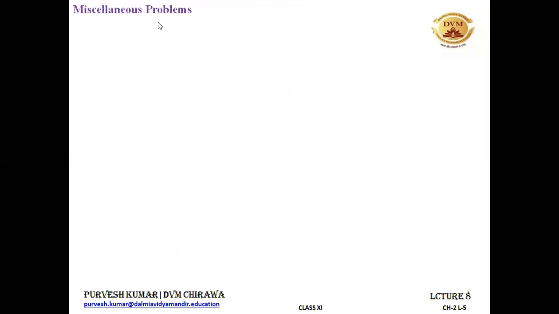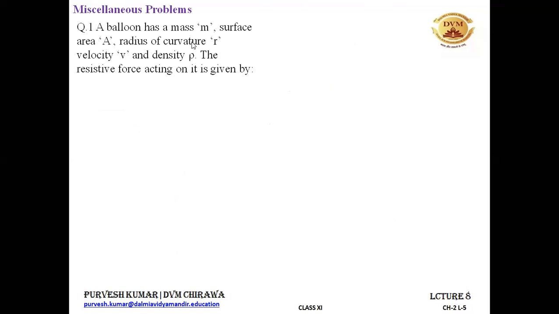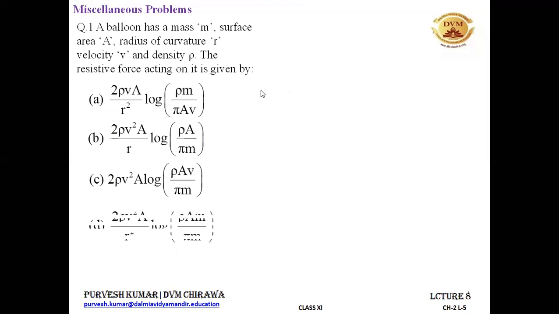Some miscellaneous problems. One problem says that a balloon has a mass small m, surface area capital A, radius of curvature r, velocity v, and density rho. The resistive force acting on it is given by, and they have given you 4 options. This problem was asked in IIT once, in the JEE Mains exam.